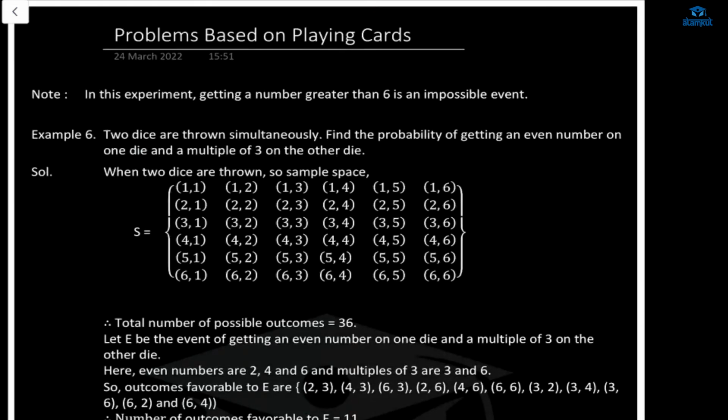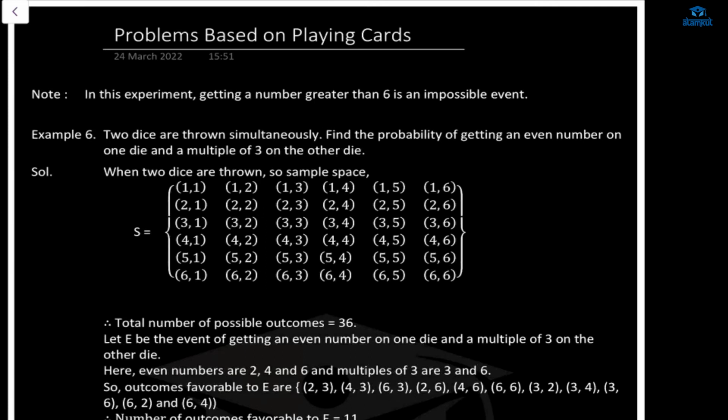Okay. Now, question number 6. 2 dice are thrown simultaneously. Find the probability of getting an even number on one dice and a multiple of 3 on the other dice. Now you see, we are throwing 2 dice. So what will be the sample space? You'll be having 36 outcomes. The sample space you can see here, I have already built. Now we'll be having 36 possible outcomes. But what will be the outcomes of this particular event of getting an even number on the one dice?